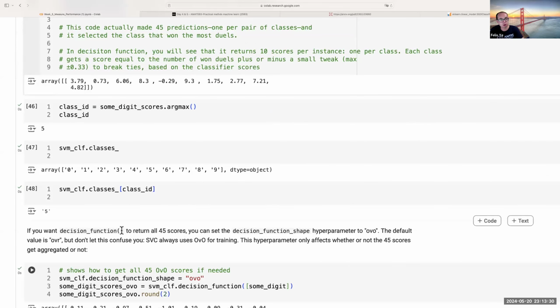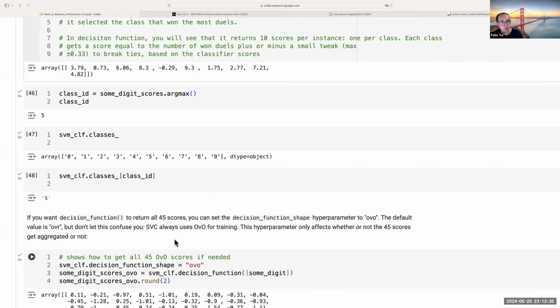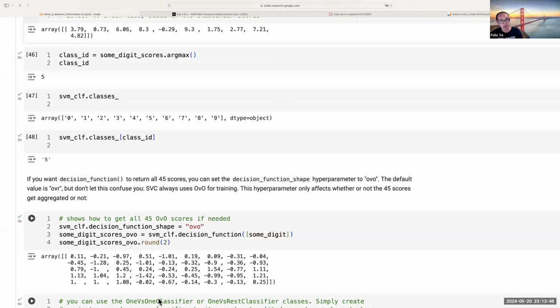But if you really want to return the 45 scores, you can do that as well. You can force the decision function shape to be one versus one. Then if you run this, you actually get the whole 45 scores if you need them.